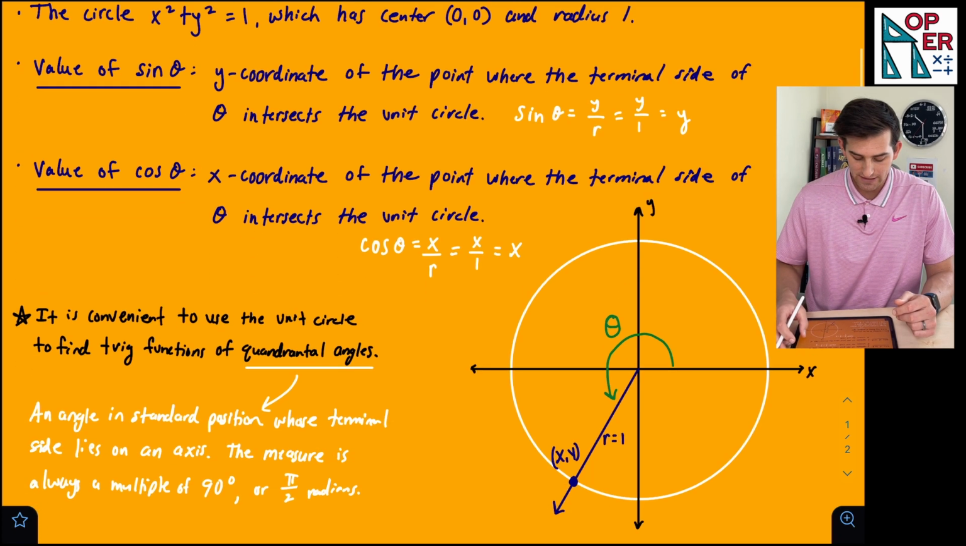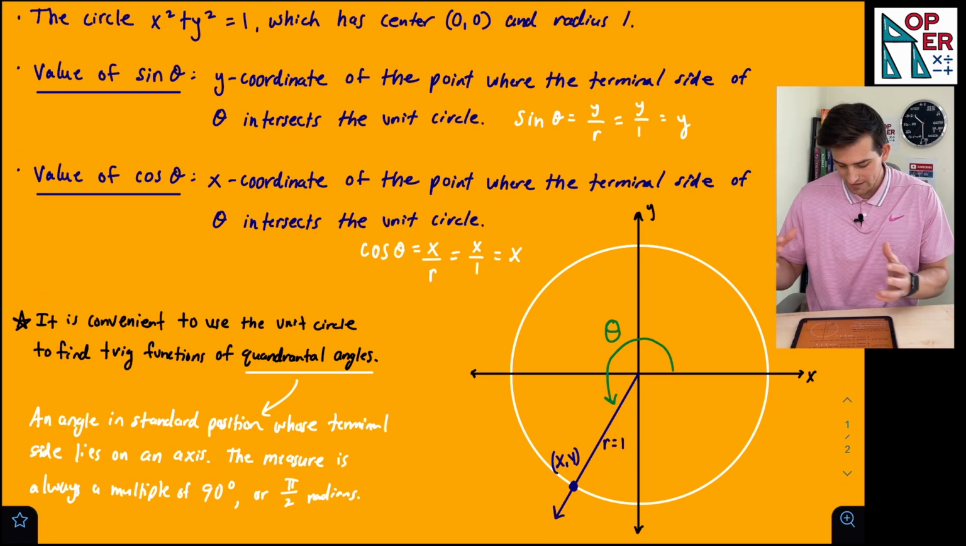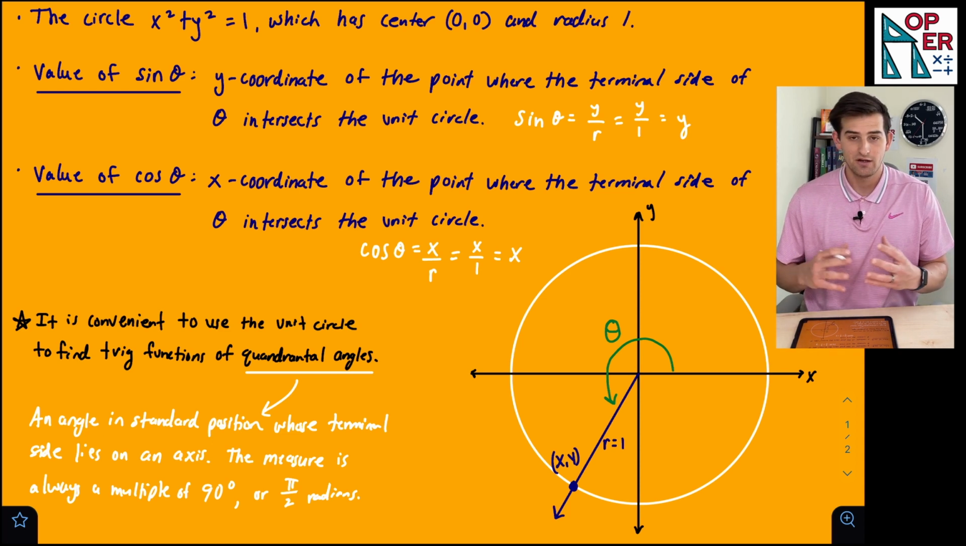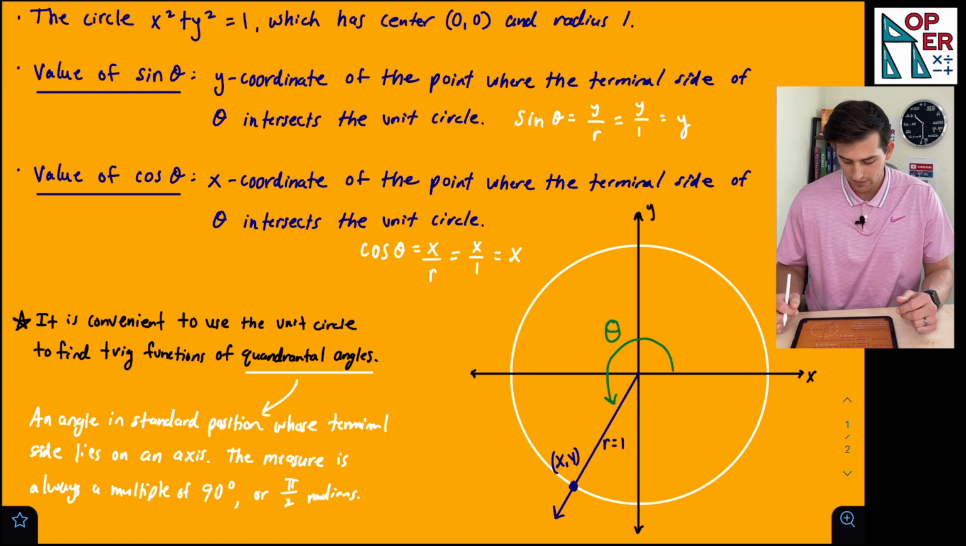So if we take a look at our diagram here, we see that represented. We have in white our circle, and in green is our angle theta. It's telling us that the radius is equal to 1, so we know it's our unit circle centered at the origin, and we have our point x comma y that's on the terminal side of theta that intersects our circle.